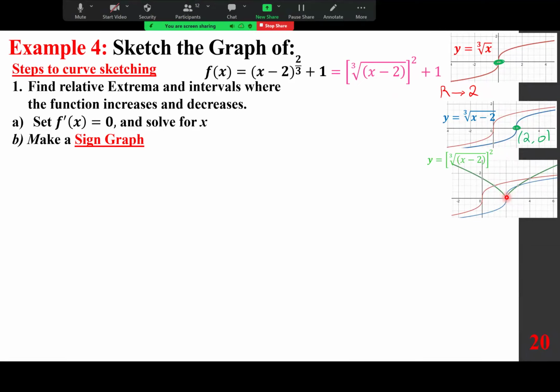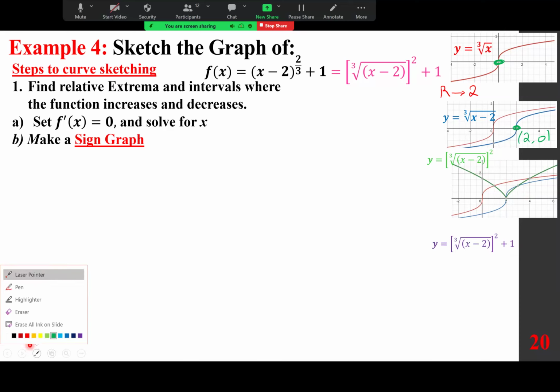So again, the red one is cube root of x, the blue one is cube root of x minus 2, and now the green one, it's cube root of x minus 2 quantity squared. Finally, plus 1. What is the meaning of plus 1? This graph shifts up by 1 unit.